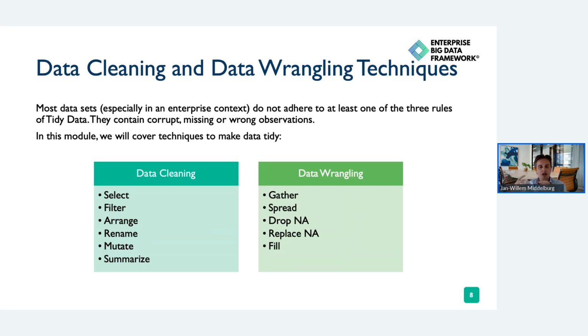So the question is, how do we move from a dirty data set, something with a lot of data which we cannot immediately use in the right way, towards a tidy data set?